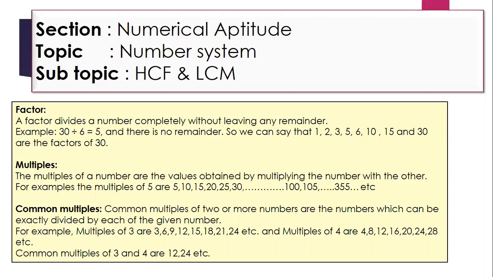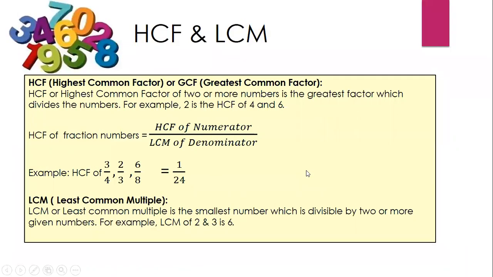Common multiples: for example, we'll take the multiples of 3, which are 3, 6, 9, 12, 15, and the multiples of 4: 4, 8, 12, 16, 20, etc. So the common multiples of 3 and 4 are 12, 24, 36, 48, and so on. And then we'll go on to finding out the HCF and LCM.